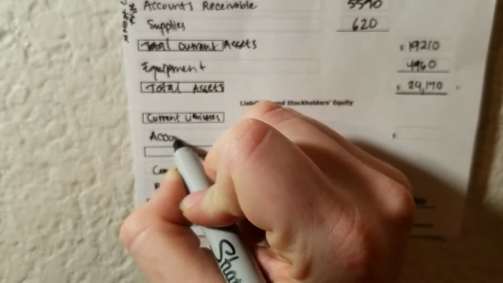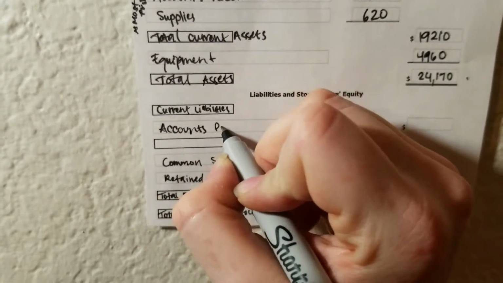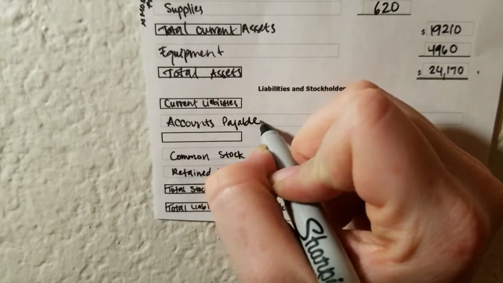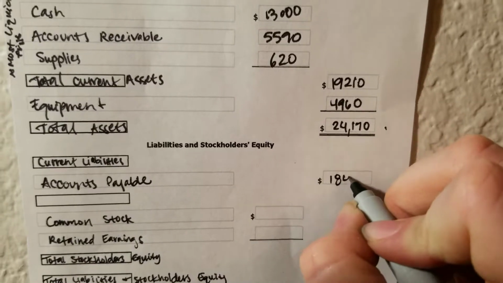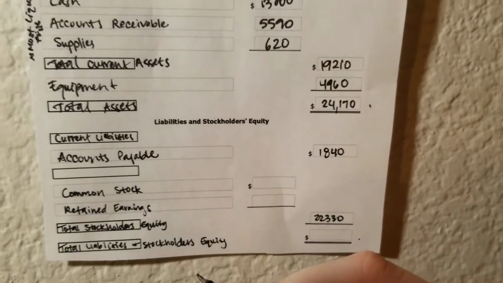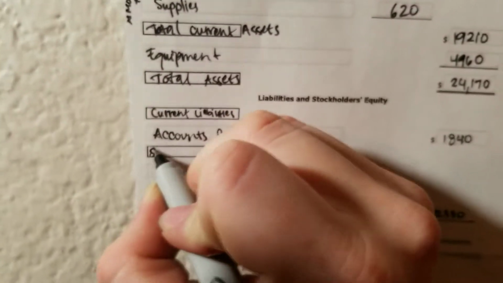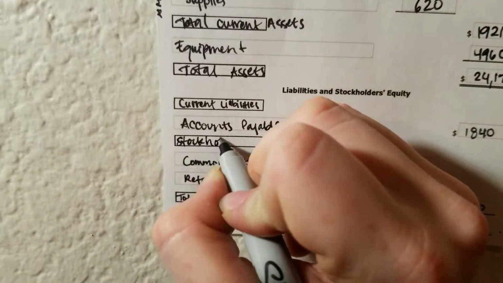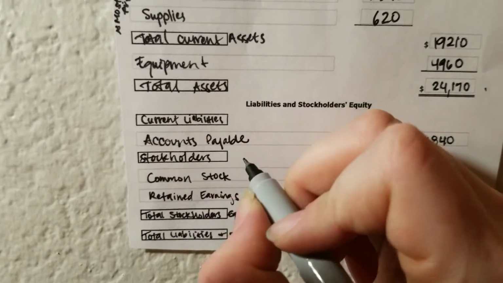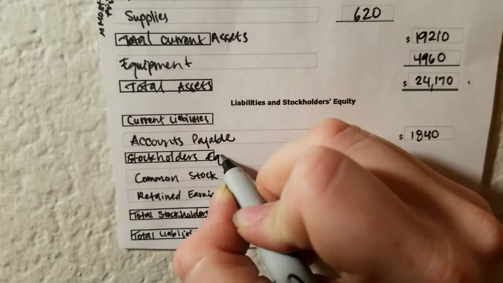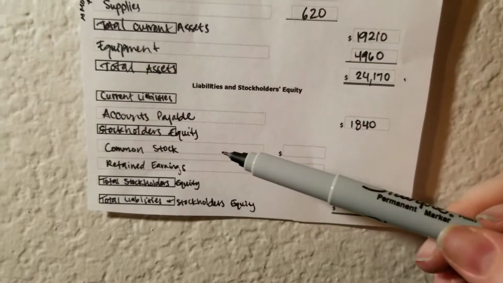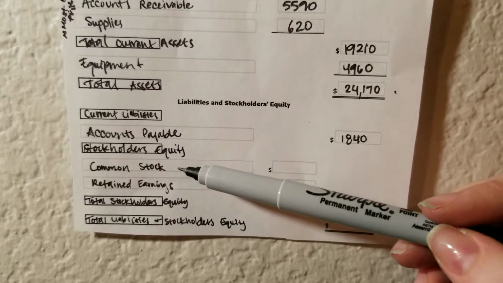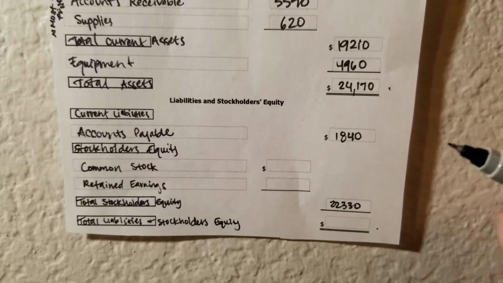Next we go to our current liabilities, and there is only one, and that is accounts payable, and that total is $1,840. We then move to our stockholders' equity. That is included with the common stock and retained earnings. That's what makes up stockholders' equity.